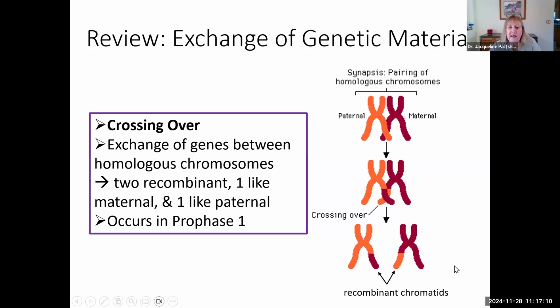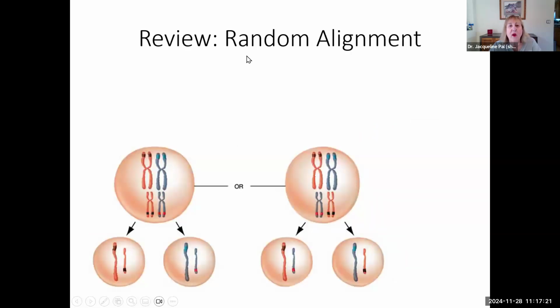Then the sister chromatids from the dad and the sister chromatids from the mom go into metaphase 1, where random alignment will occur. The mom's chromatids and the dad's chromatids line up in the middle. And each gets to decide: do I want mom on this side and dad on this side, or mom on this side and dad on this side? That happens for all 23 pairs of chromosomes.